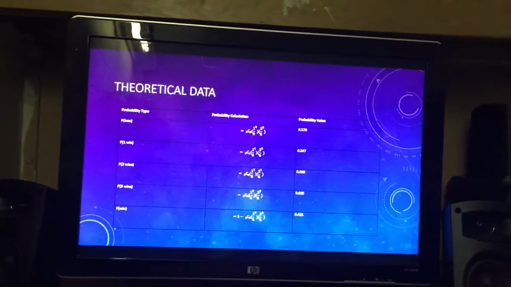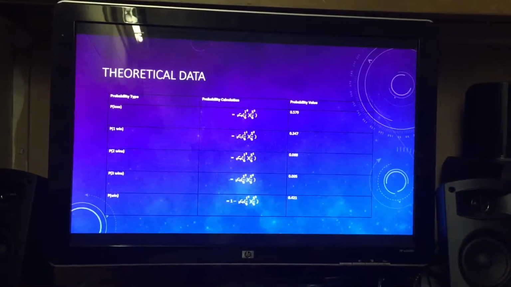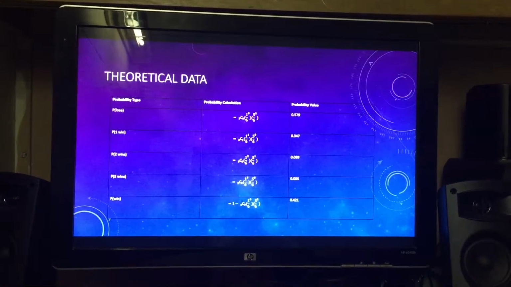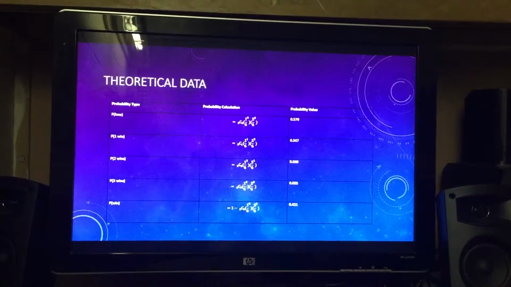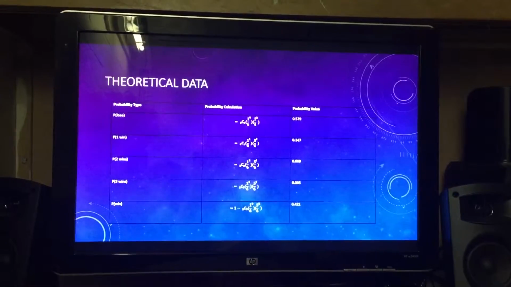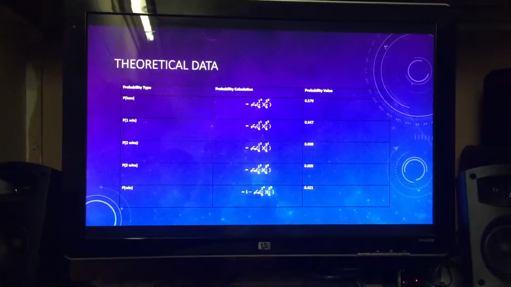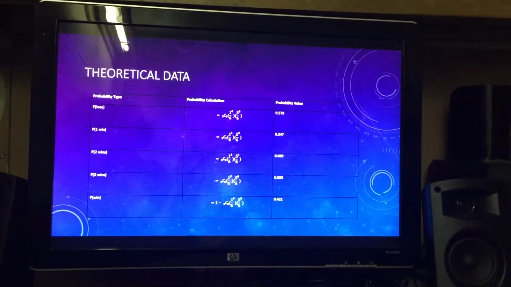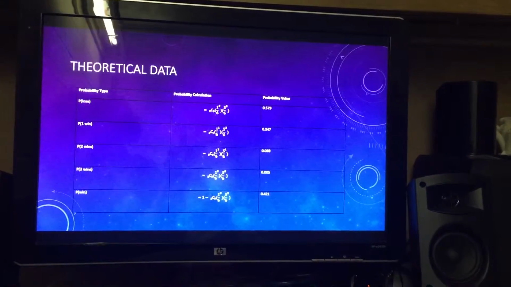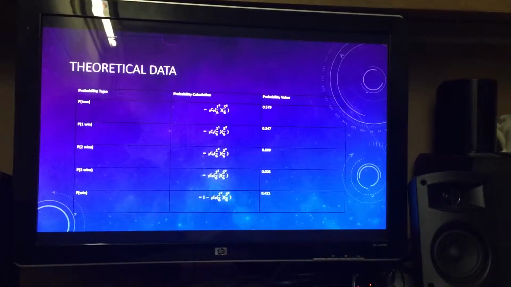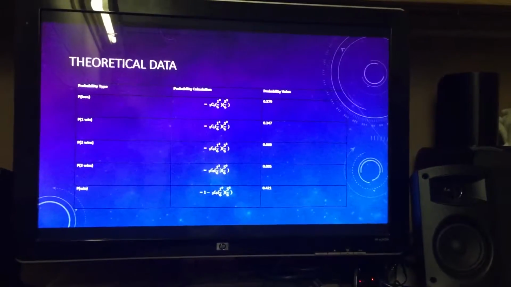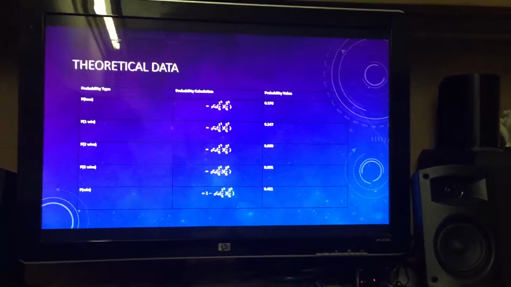Since the experiment meets those requirements, the first 4 theoretical values were calculated using the binomial probability equation, as you can see on P lose to P3 wins. And the last probability, P win, was found by subtracting P lose from 1, since there can only be a success or fail outcome overall.